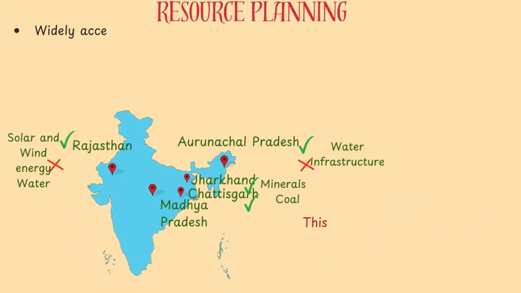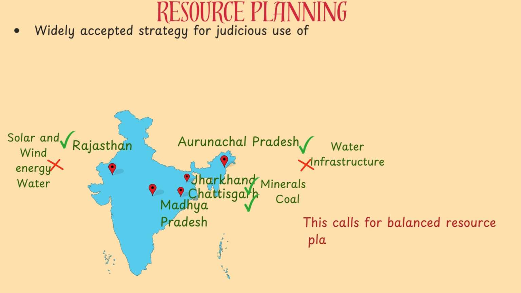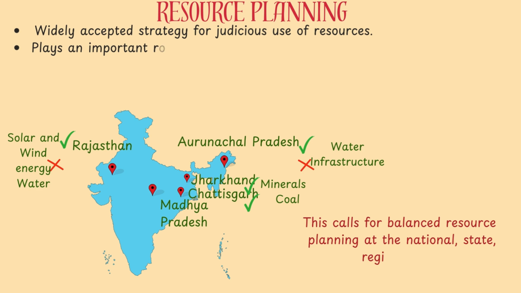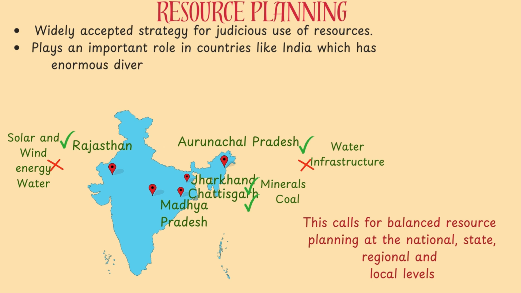And if we take Arunachal Pradesh, we have a lot of water, but we don't have proper infrastructure. And if we take Jharkhand, Chhattisgarh, Madhya Pradesh, these are very rich areas in minerals and coal, but there is no proper usage and technology. So for all these, we need proper planning.